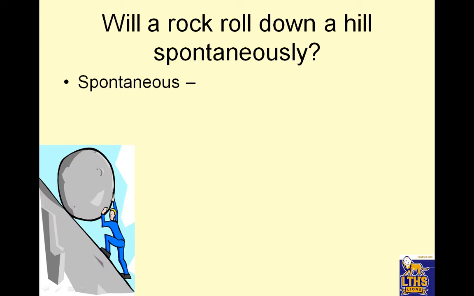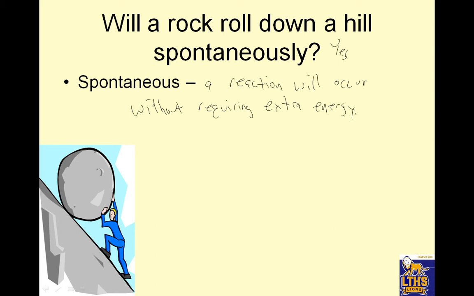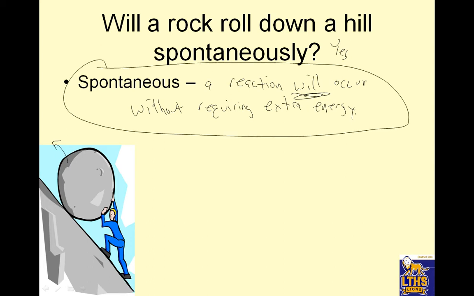So, will a rock roll down a hill spontaneously? I hope you answer yes. Spontaneous: a reaction will occur without requiring extra energy. So notice a spontaneous reaction will occur. This rock will roll down the hill. The non-spontaneous reaction would be if a ball rolls up a hill. That doesn't happen unless you put extra energy into it. So the word spontaneous means something will occur without requiring extra energy.